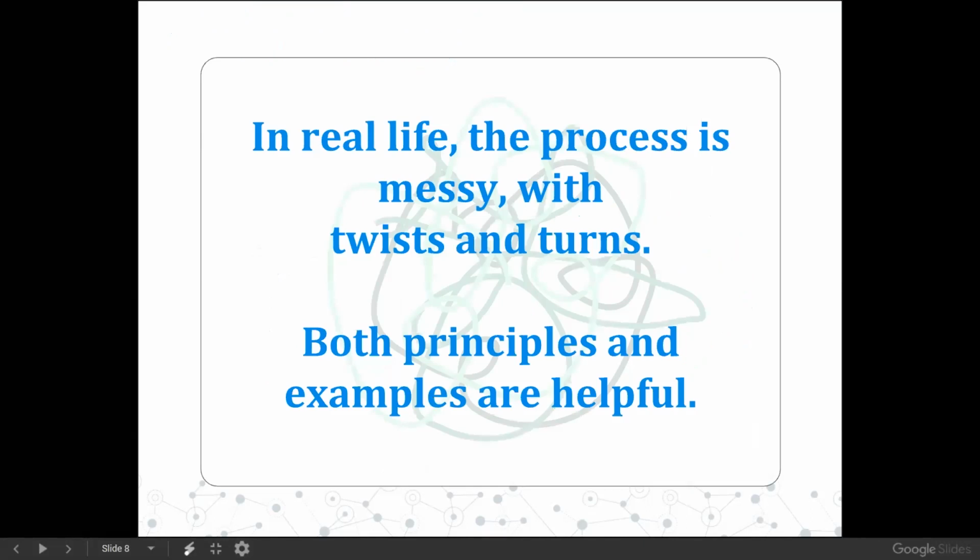In real life, the process has twists and turns, but that's not to say that the ideal or the abstract isn't helpful, because it is. So both the ideal principles and real life examples are helpful. And that's what we're going to be doing in this webinar today, looking at both of those things.